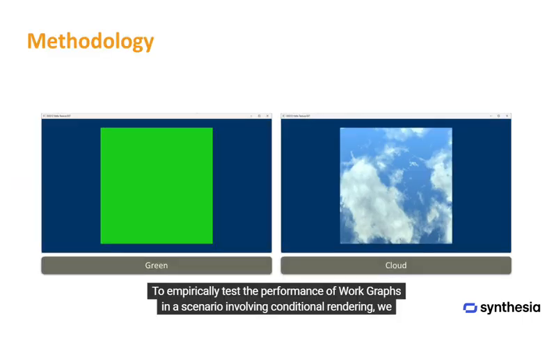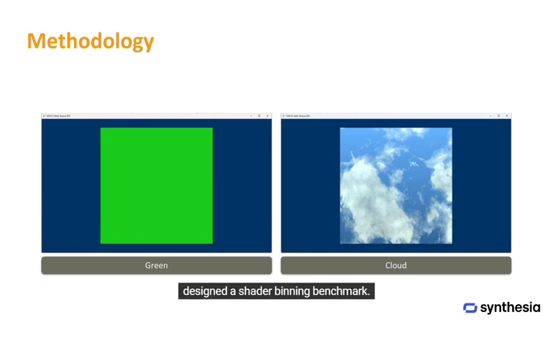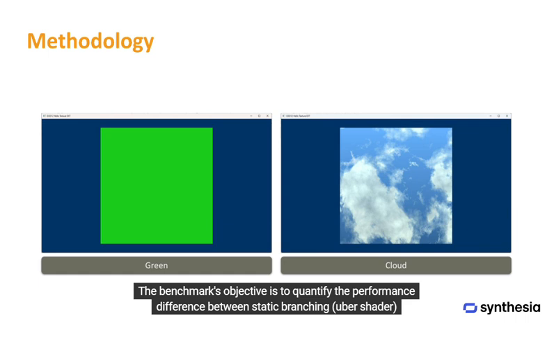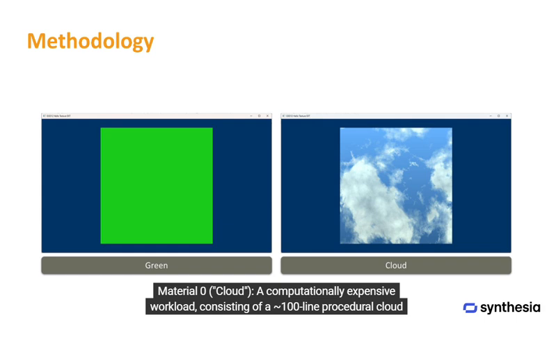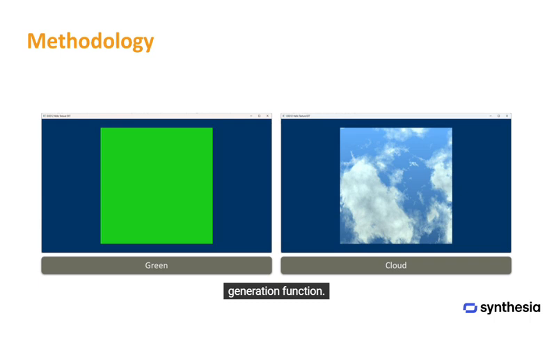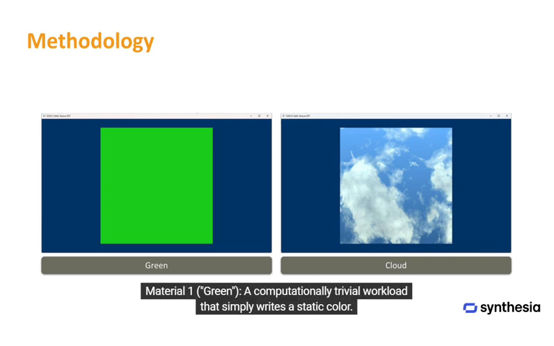To empirically test the performance of work graphs in a scenario involving conditional rendering, we designed a shader binning benchmark. The benchmark's objective is to quantify the performance difference between static branching, Uber shader, and dynamic dispatch, work graph, for handling divergent workloads. We defined two distinct computational workloads. Material 0, cloud, a computationally expensive workload consisting of a 100-line procedural cloud generation function. Material 1, green, a computationally trivial workload that simply writes a static color.